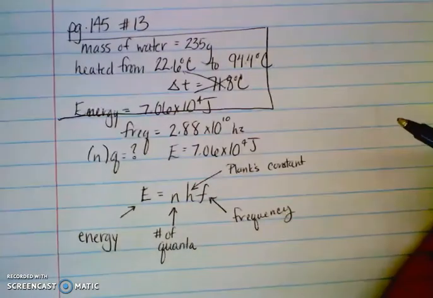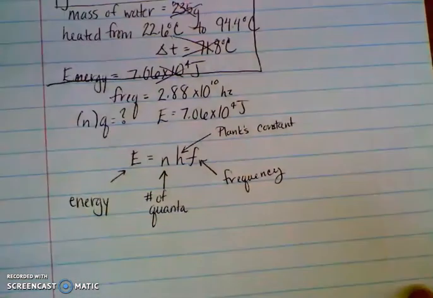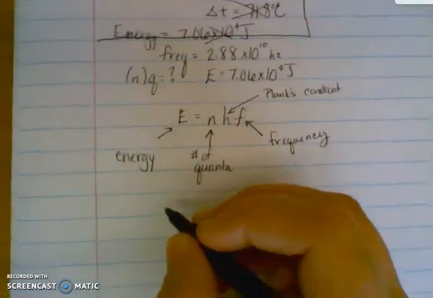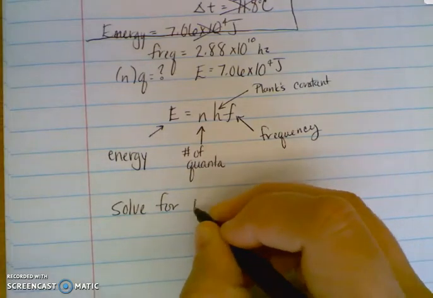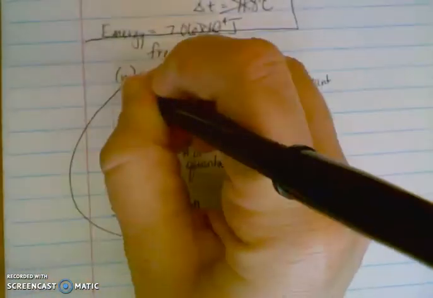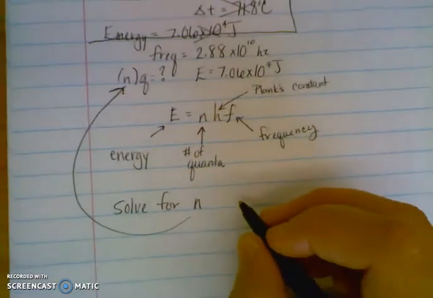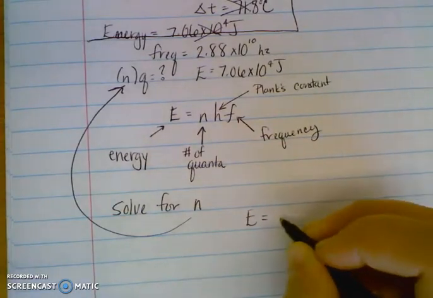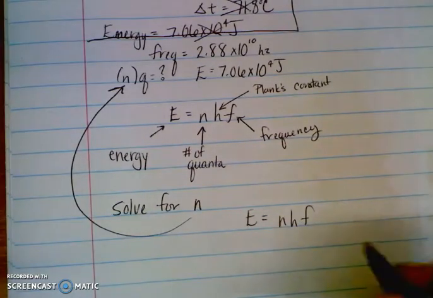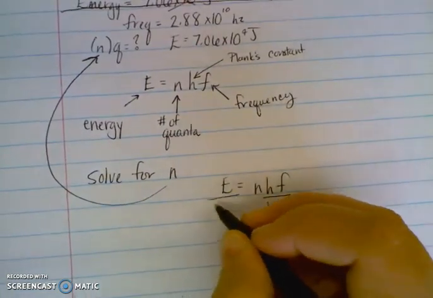So really, we don't need the change in temperature. We don't need, energy is given to us a couple of times. We don't need the mass of water. So those things I'm just kind of crossing off so that we don't need to think about that. So solve for N. I'm going to rewrite my equation. E equals NHF. To solve for N, I need to divide both sides by H times F.